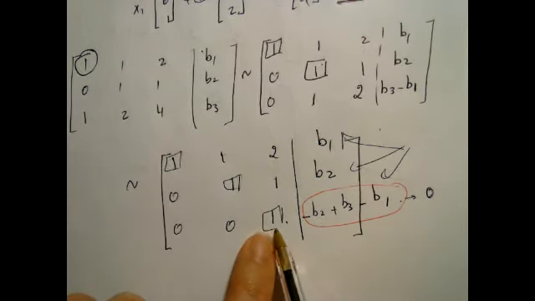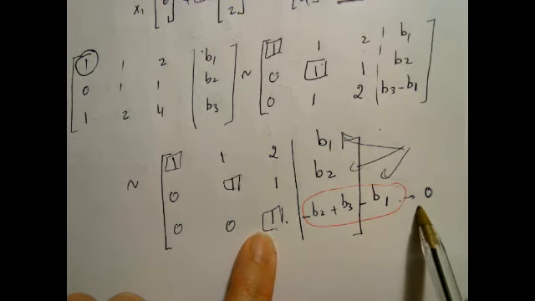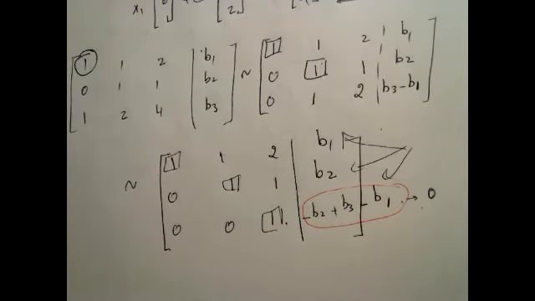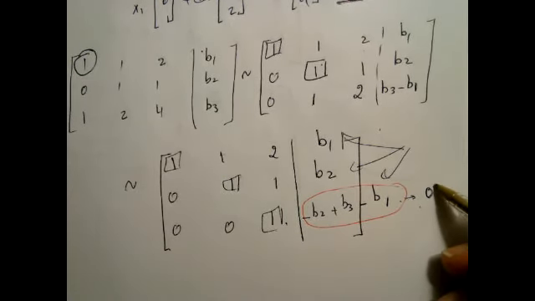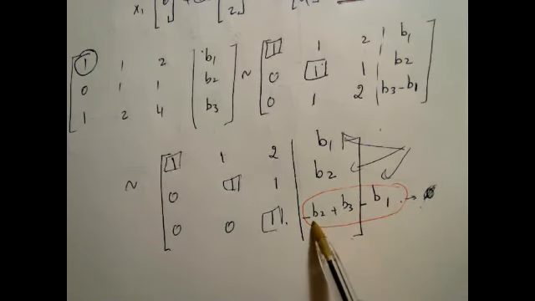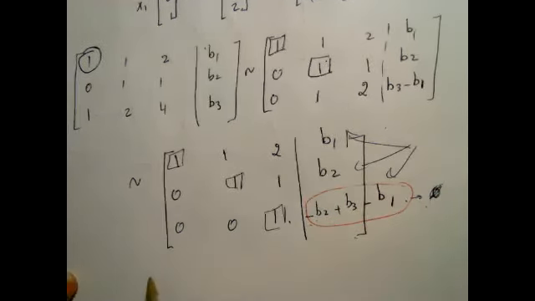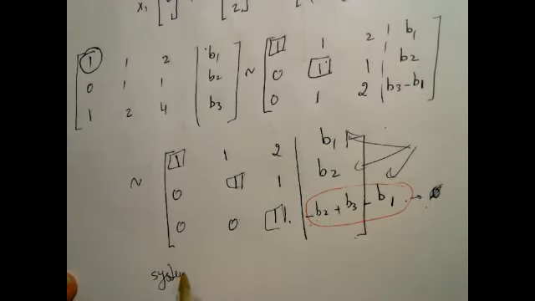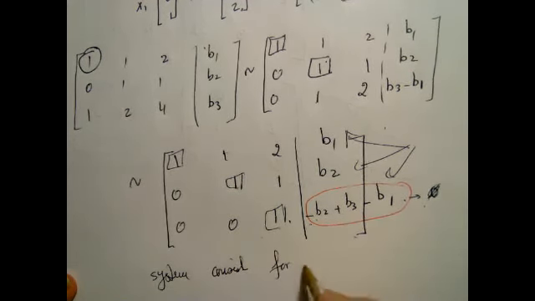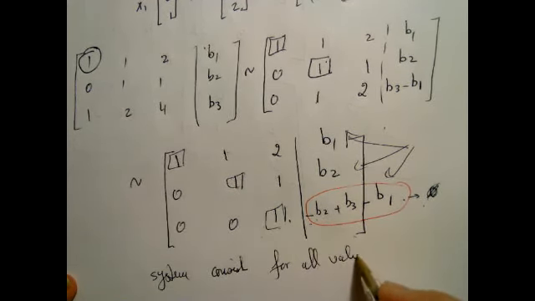X3 will be what? 0. Right. Is there a problem with that? No. Exactly. You can represent R3 with any combination of A1, A2, A3. There is no issue with consistency in here. So no matter what B1, B3, B2, I can solve for that. So this system is consistent for all values, no matter what B1 and B2.